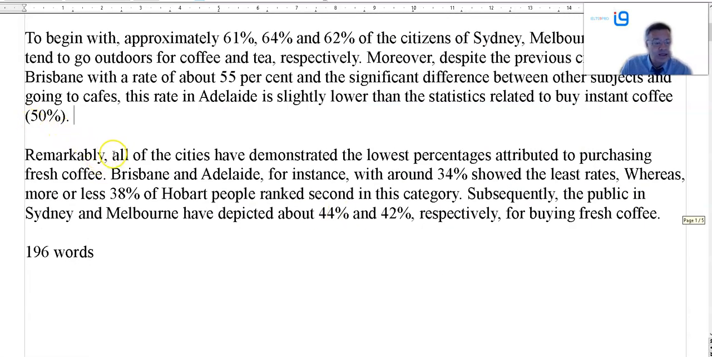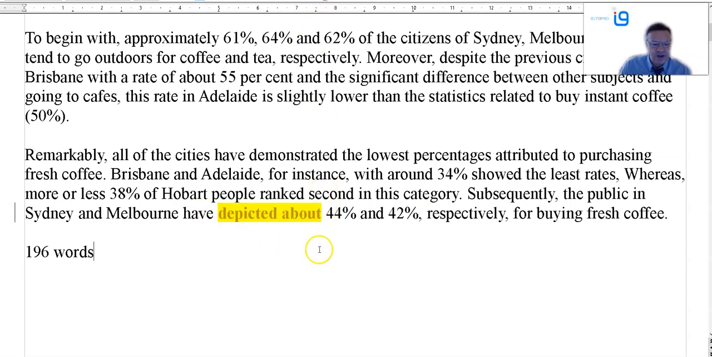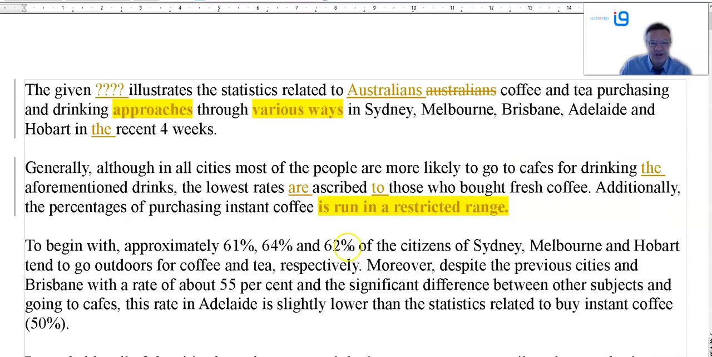Remarkably. Why is it remarkably? Why is it remarkable that purchasing fresh coffee is the lowest consumption habit? Why would that be remarkable? I'll show the least rates, whereas more or less 38% of Hobart people ranked second, subsequently had depicted about. Okay. So we've got some expressions that don't quite work.